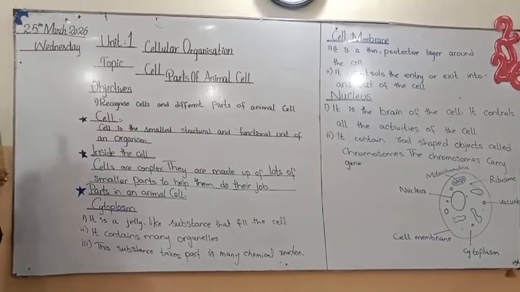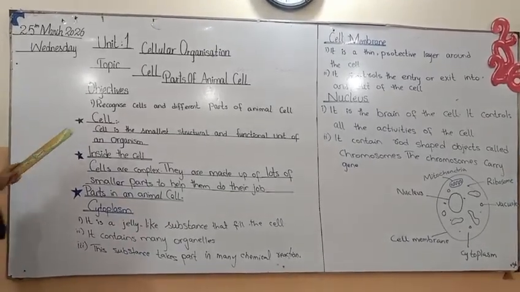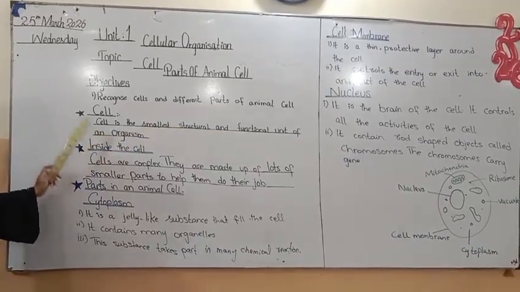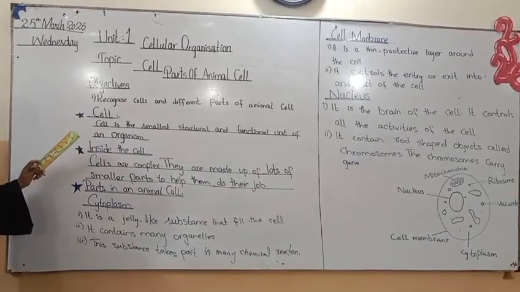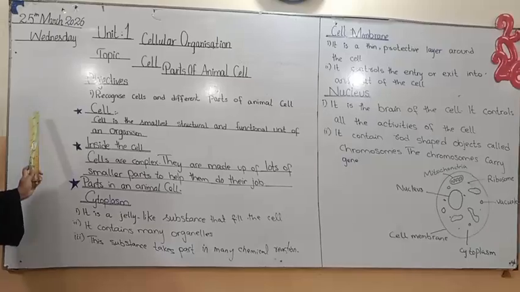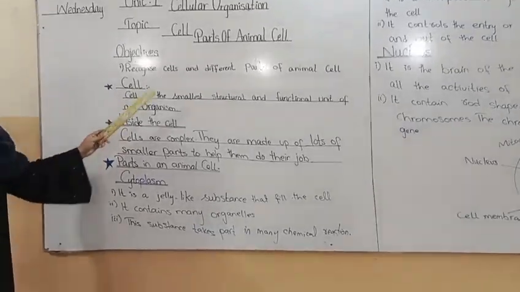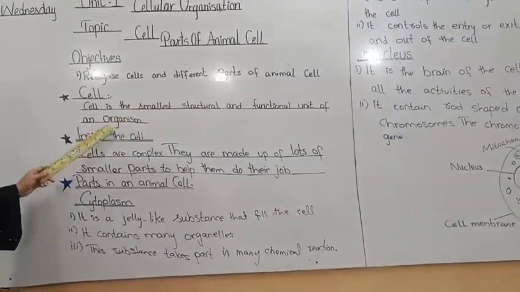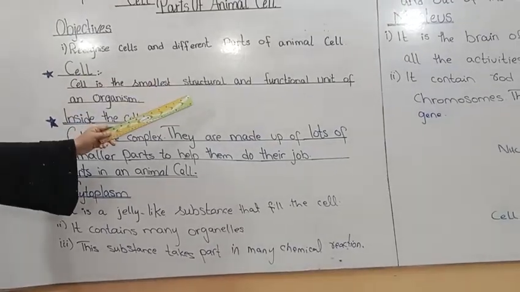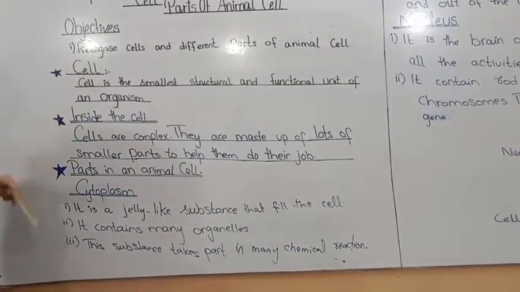So, you know about that. What is the cell? Cell is the smallest structural and functional unit of an organism. All the things are made up of cells. Without cells, we cannot survive. If your cells are dead, then you are dead. Our structure is made up of cells. If cells perform functions, then we can work.